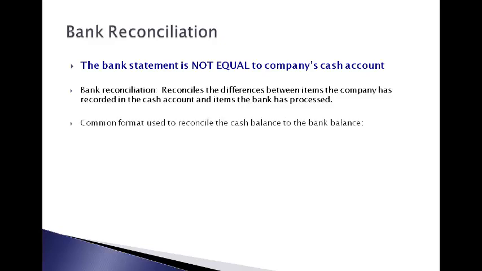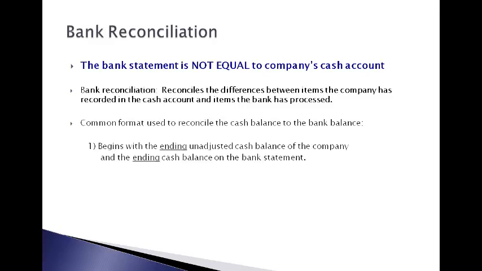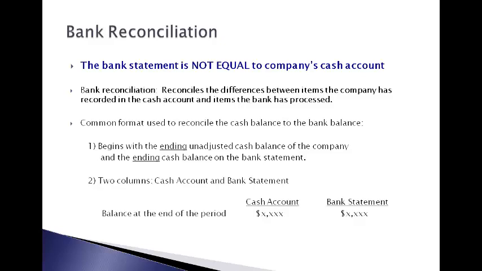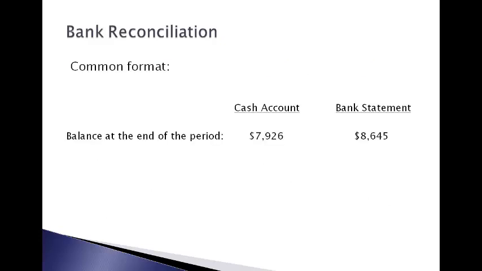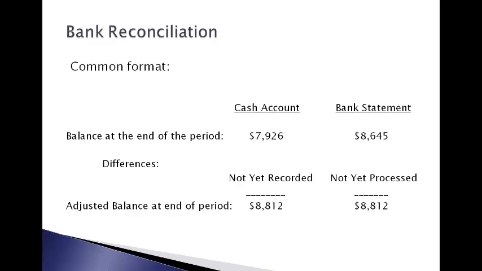Accountants use a common format to reconcile the cash balance to the bank balance. The bank reconciliation begins with the ending unadjusted cash balance of the company and the ending cash balance on the bank statement. Two columns are used, one for the company cash account and one for the bank statement. The differences listed to get the same total represent items the company has not yet recorded or items the bank has not processed.